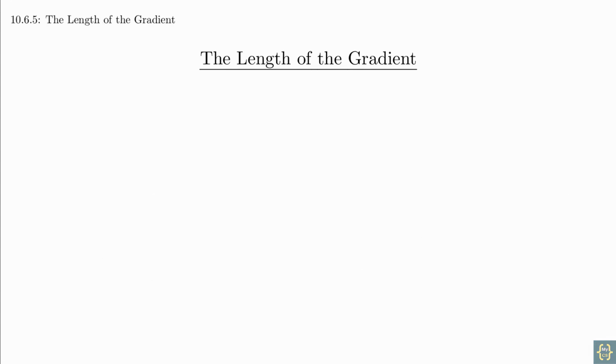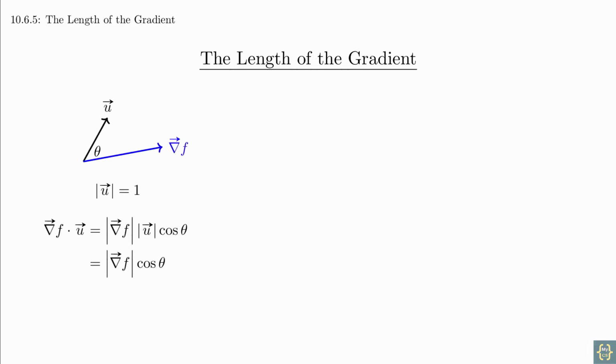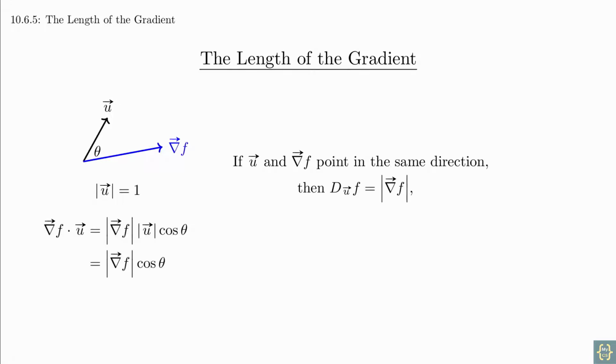So far, we've talked about the direction of the gradient, but what about its length? There's not nearly as much to say about this, but we also can't ignore it. Let's return to the directional derivative equation we were analyzing earlier. When u is parallel to the gradient, theta is equal to 0, and this expression simplifies to just the length of the gradient. We have already seen that the gradient points in the direction of steepest ascent.